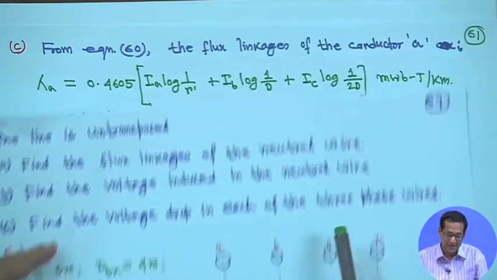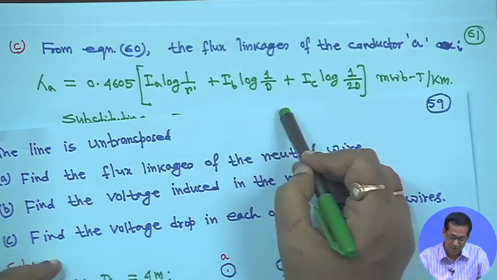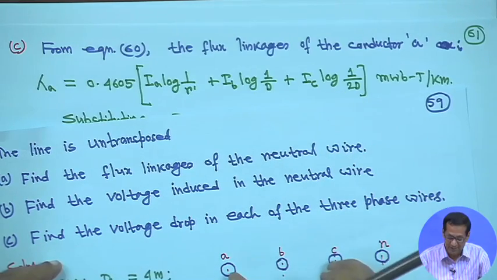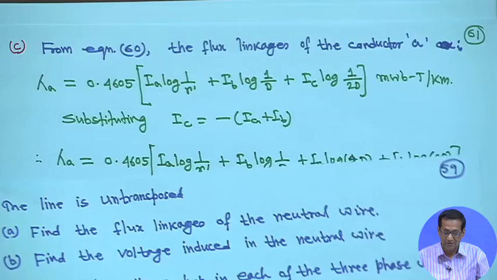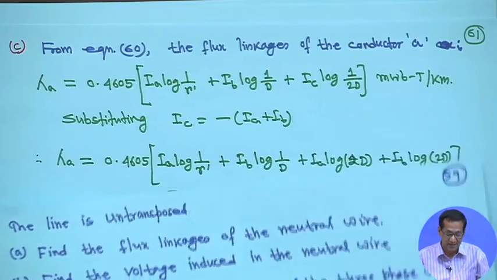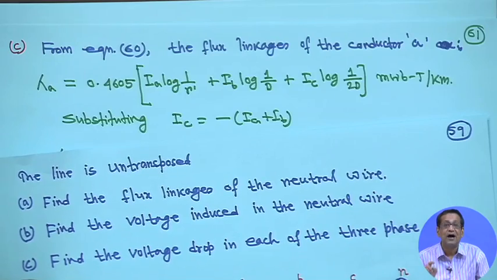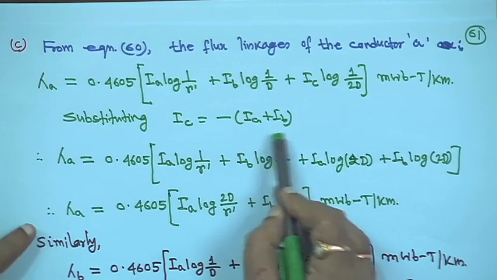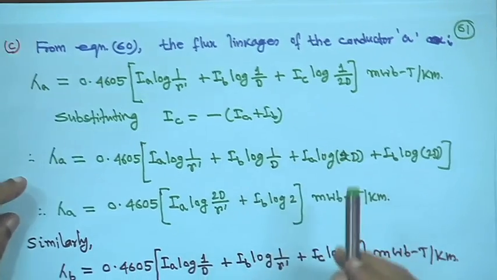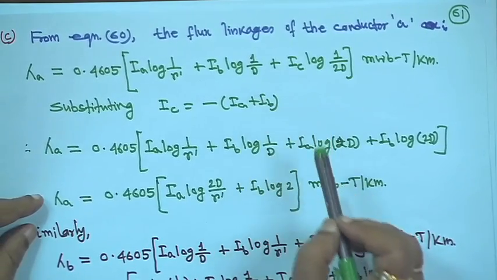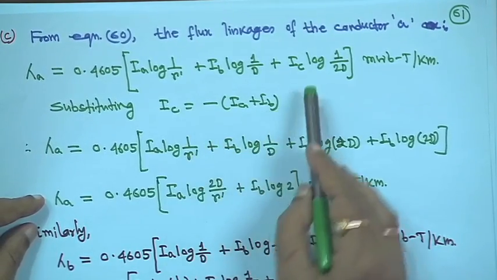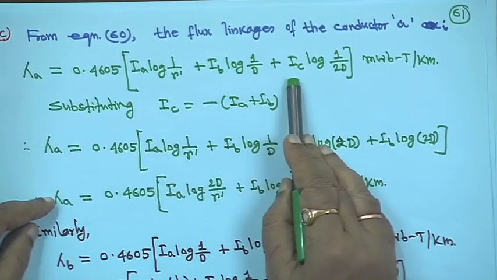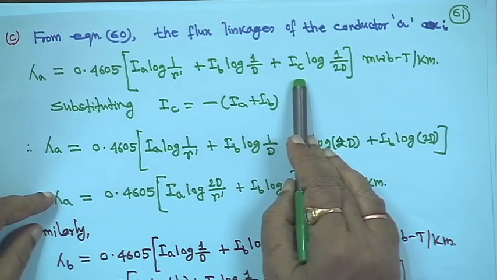So, instead of making that A to B, Ib is log 1 upon d, and Ic to this is log 1 upon 2d, because this is 2d, in milliweber turns per kilometer. Now the neutral current is 0. So Ia plus Ib plus Ic is equal to 0, that means Ic is equal to minus (Ia plus Ib). You substitute minus (Ia plus Ib) for Ic in this expression and then simplify.